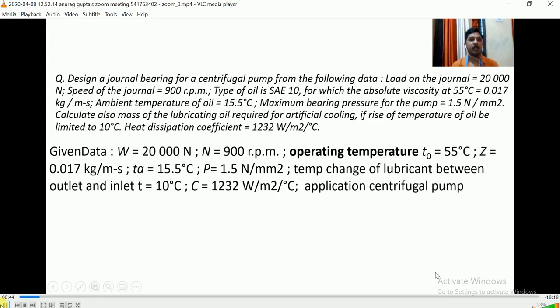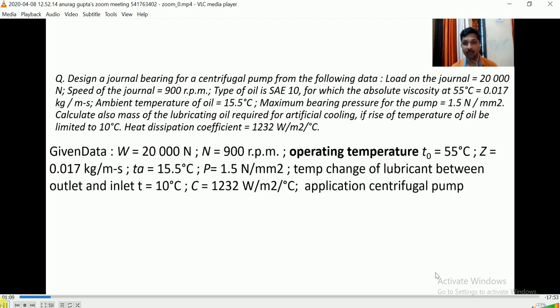The problem is: design a journal bearing for a centrifugal pump for the following data. The load on the journal is 20,000 Newton. The speed of the journal is 900 RPM. The type of oil is given as SAE10, so you need not select the oil. The operating temperature is also given, that is 55 degrees centigrade.